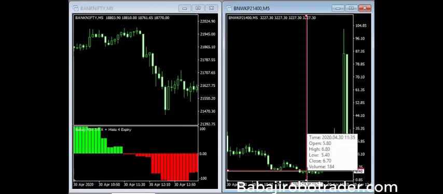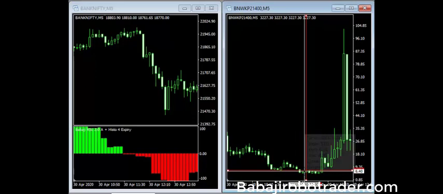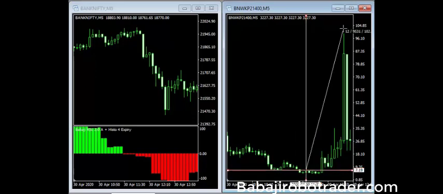We can see from here it has reached up to 102 rupees. From 7 rupees it went up to 102 rupees. That is more than 1:10. So if you had invested 1 lakh rupees, your investment would have gone up to about 10 lakh rupees. This is one example.